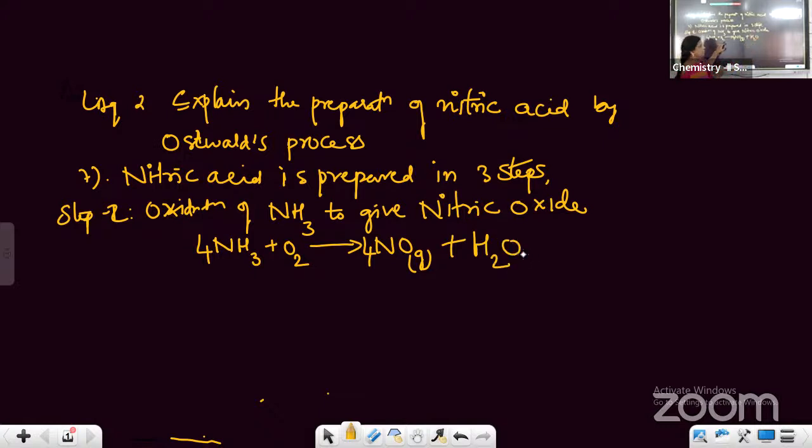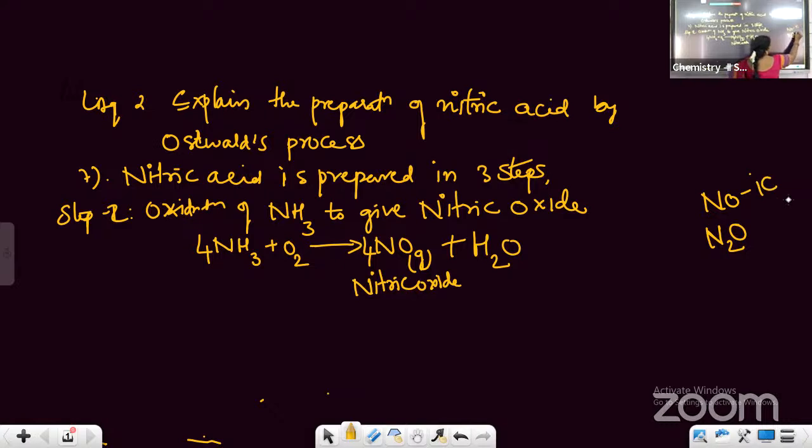Ammonia on oxidation, when it reacts with oxygen, gives nitric oxide and water. So this is your nitric oxide. Okay, don't get confused. So you are having NO and N2O. So this is IC acid, nitric acid. This is OUS acid, nitrous acid.